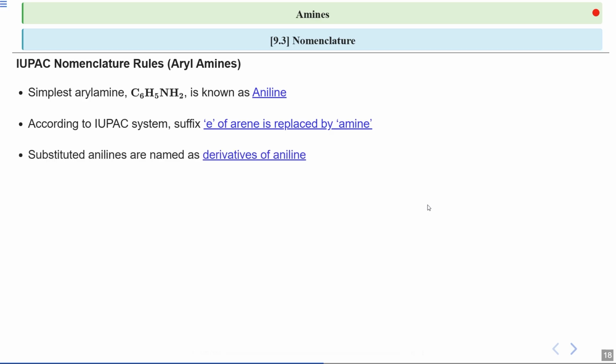Now substituted anilines are named as derivatives of aniline. Look at the example, it will be more clear. Look here students. This is an aniline, with the NH2 group directly attached to a benzene ring. Now look at the substituents. If I do the numbering 1, 2, 3, 4, on the fourth carbon a bromo group is attached. So the name will be 4-bromoaniline.